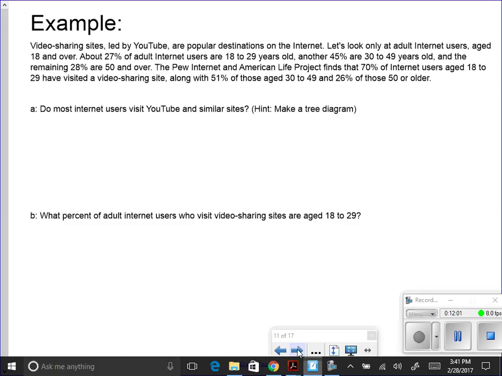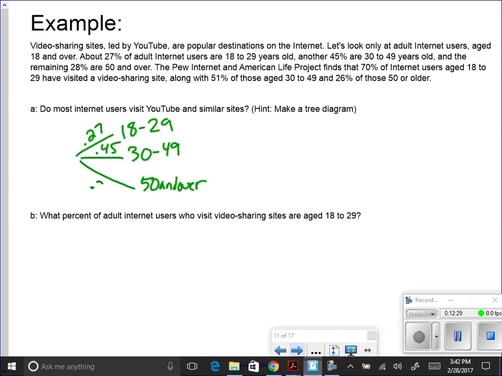All right, so this is a question. We're going to make another tree diagram. So we have 3 age groups: 18 to 29, 30 to 49, and 50 and over. So of these internet users, 20% are in this age group, 45% are in this age group, and 28% are in this age group.